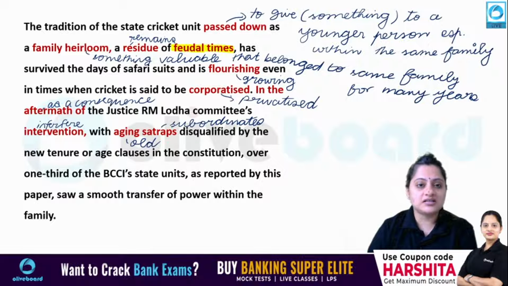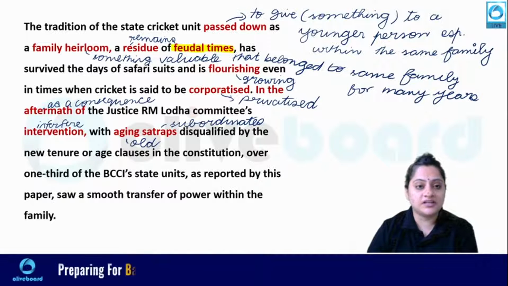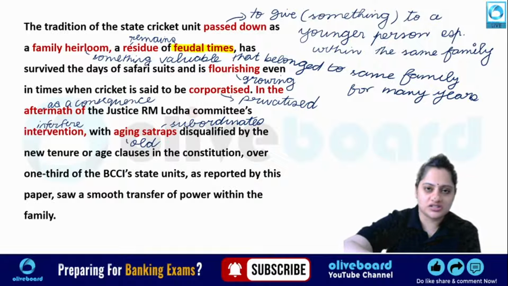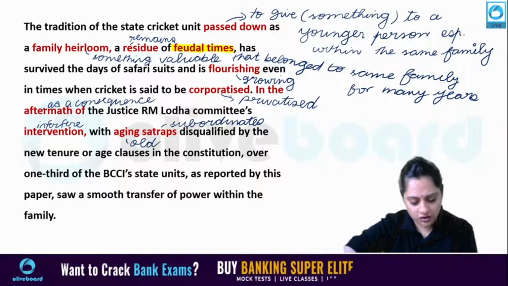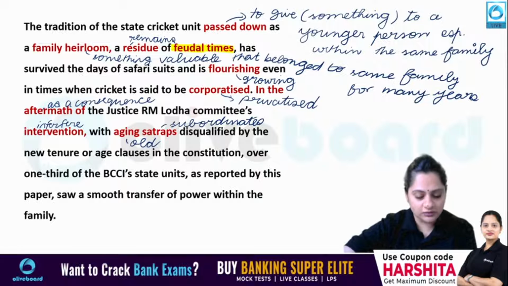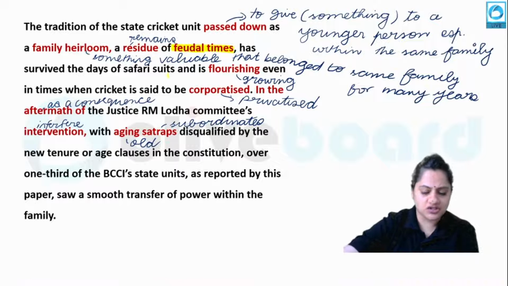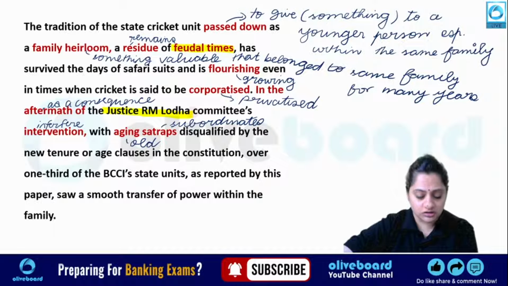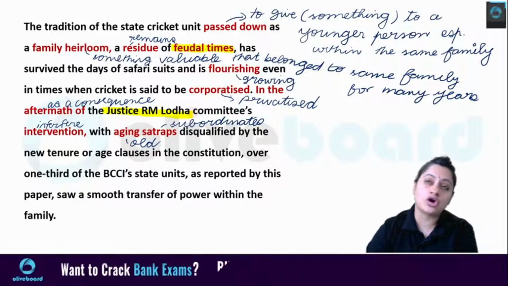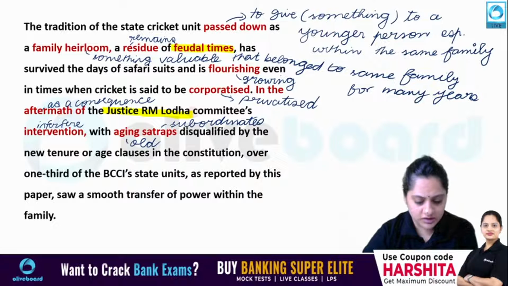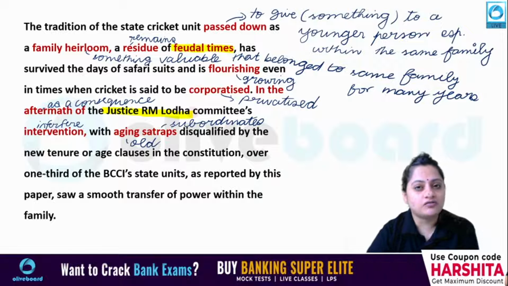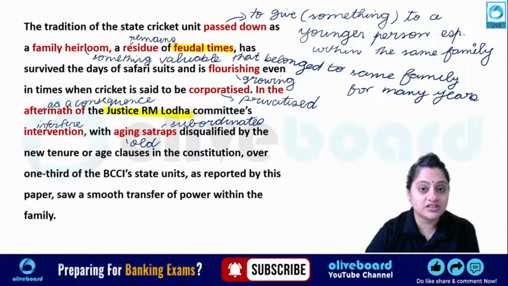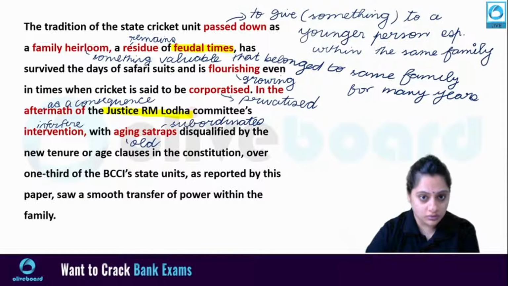Okay, so as a result of the Justice RM Lodha committee's interference, with aging satraps disqualified. What happened is, the judge RM Lodha, there was a committee formed and they came up with an order. What was that order? Let me tell you. There was a panel by the former Chief Justice, Mr. RM Lodha. What he said was that age and tenure restrictions will be there for the top officials in the organization. They can't continuously, one after the other for many terms, lead the cricket organization. So he came up with disqualification based on age and tenure.